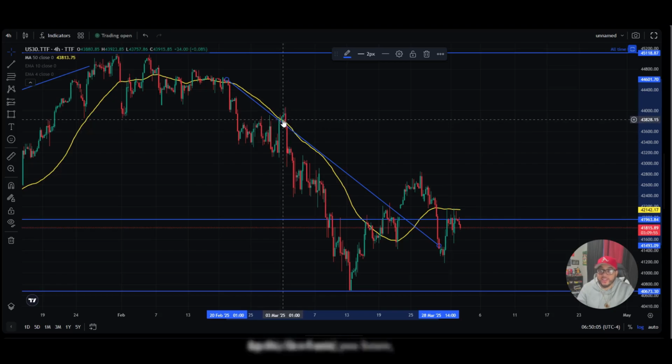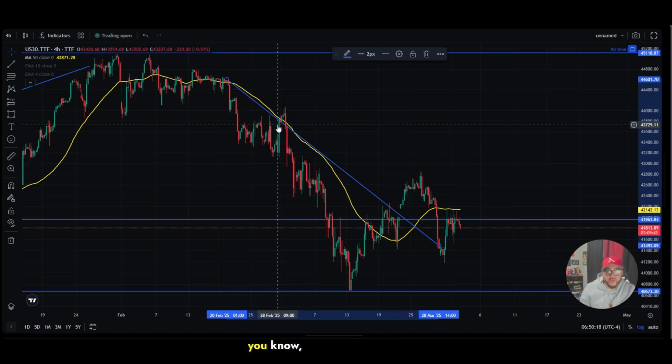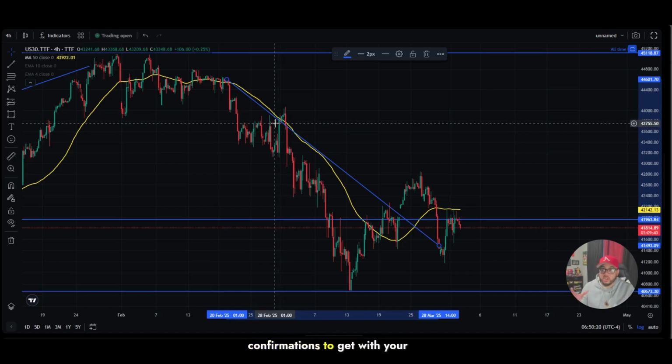So this is where, like I said, you can get faked out a lot. A lot of people who break, they're looking for that structure, or if they're waiting for the retest, it's very easy to get caught in these. Best thing to do there, candlestick analysis, wait for at least 3 to 4 confirmations to get with your confluence to then go from there.